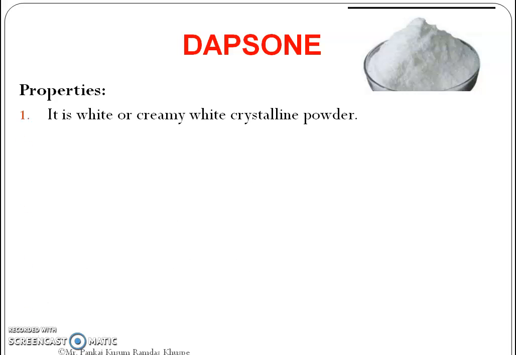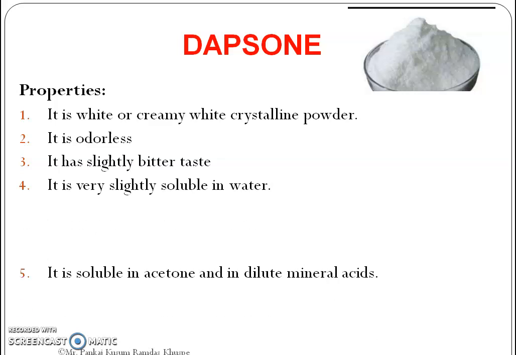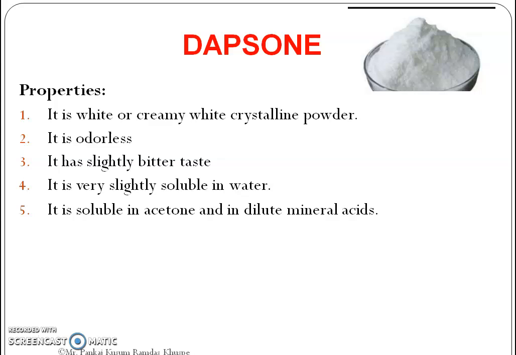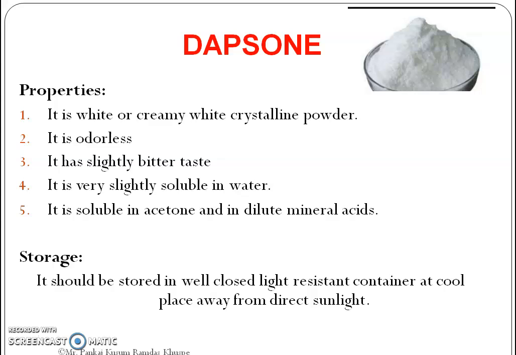Next title is properties of dapsone. Dapsone is a white or creamy white colored crystalline powder. It is odorless in nature and has a slightly bitter taste. It is very slightly soluble in water, but it is soluble in various organic solvents like acetone and in mineral acids. Storage of dapsone: it should be kept in a closed, light resistant container at a cool place away from direct sunlight. The reason for using a light resistant container is that dapsone is light sensitive.